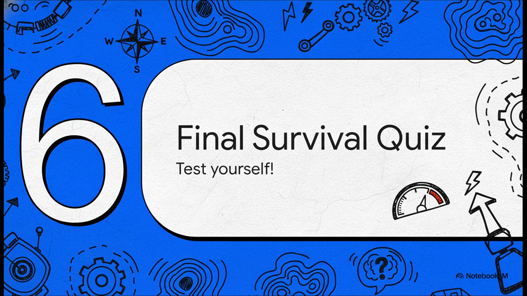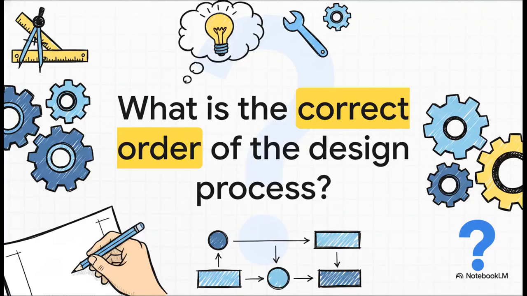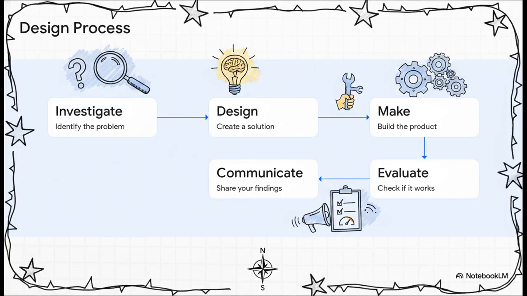All right, team, shake off the dust. We've mapped the terrain, and now it's time for Section 6, the final exam survival quiz. Test yourself. We're shifting into high gear for a rapid-fire exam prep sequence. Trust your instincts? Here we go. Question 1. The foundational map of all technology. What is the precise correct order of the design process? Think fast. Boom. You investigate the problem, design a solution, make the product, evaluate if it works, and communicate your findings. 5 vital steps. Do not enter the exam jungle without them.